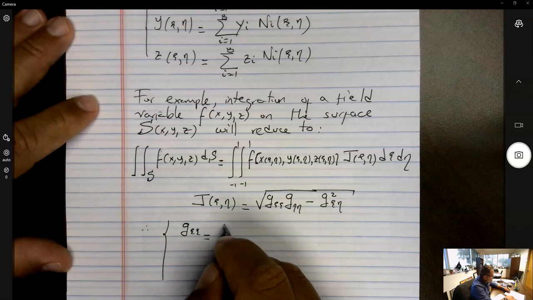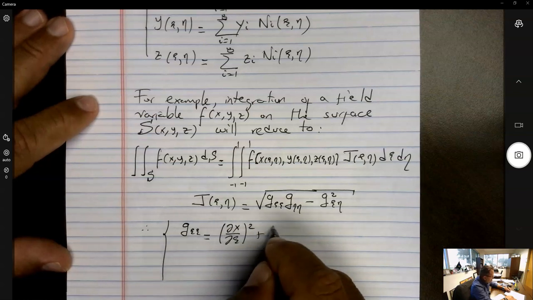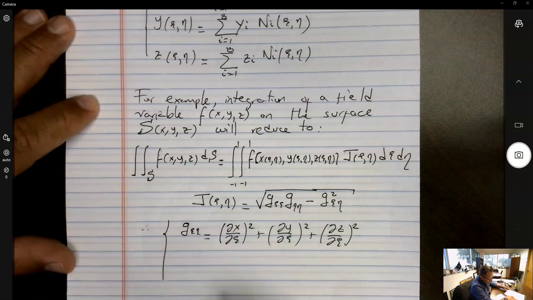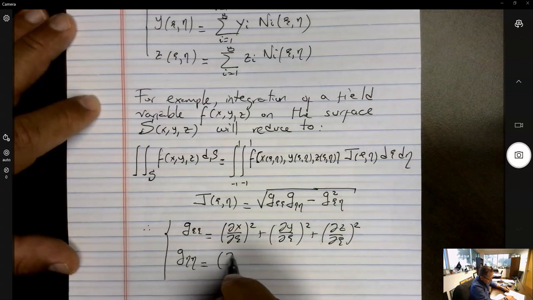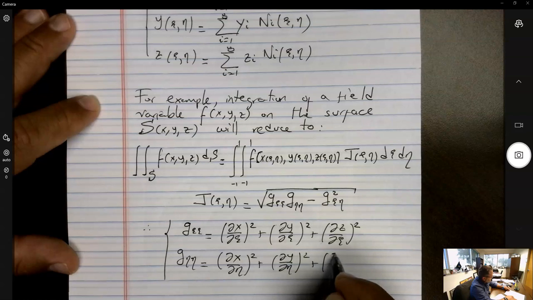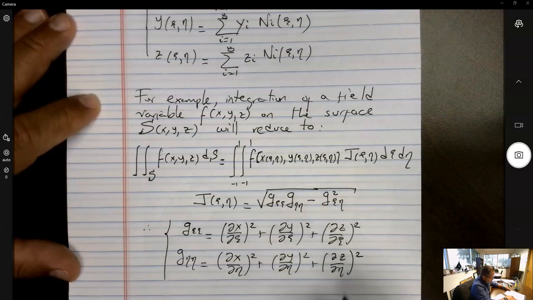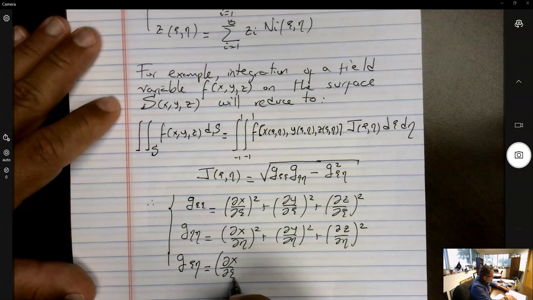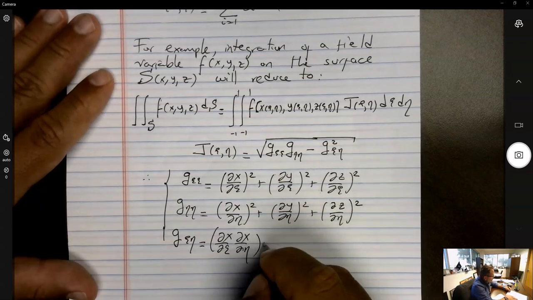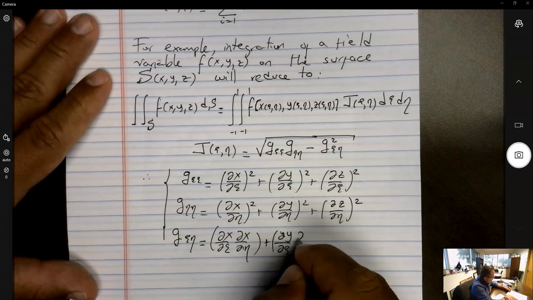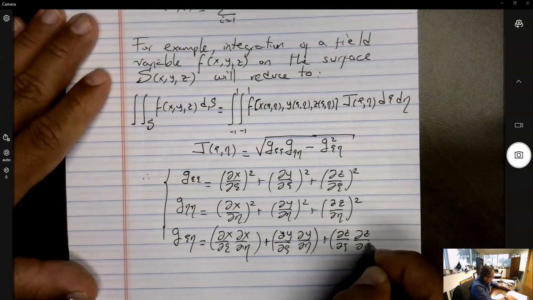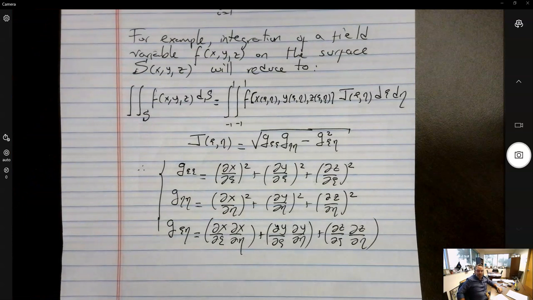metric tensor, where g psi psi, for example, is dx d psi squared plus dy d psi squared plus dz d psi squared, g eta eta is equal to dx d eta squared plus dy d eta squared plus dz d eta squared, and g psi eta is equal to dx d psi dx d eta plus dy d psi dy d eta plus dz d psi dz d eta. And there's the three elements of the metric tensor.